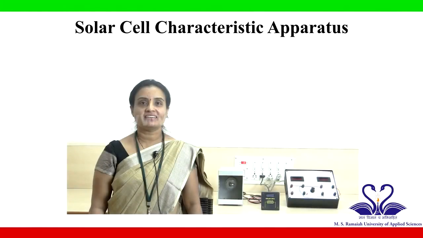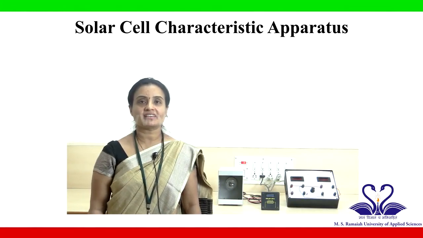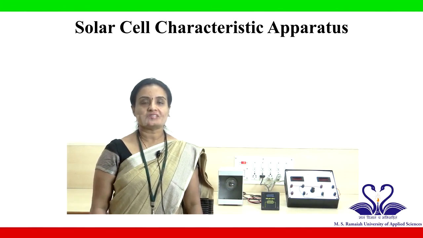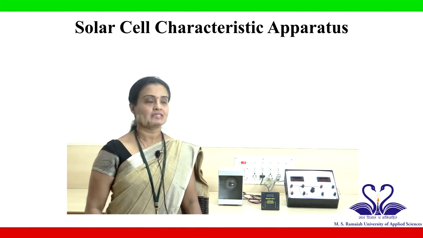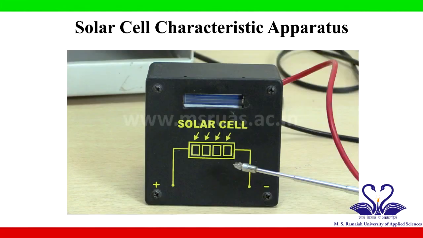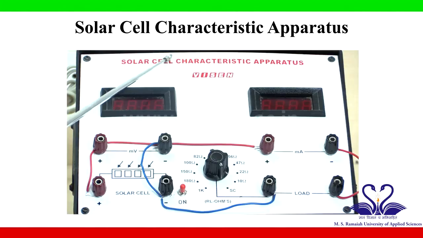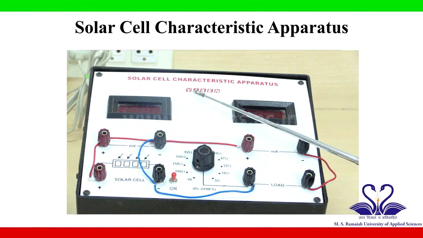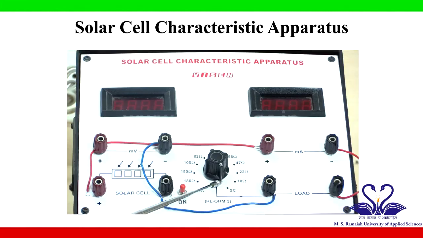Hi students, in this experiment we study the VI characteristics of a solar cell and determine its fill factor and efficiency. To conduct this experiment, the apparatus that we use are the light source, the solar cell, and solar cell characteristic apparatus which has internally connected millivoltmeter, milliammeter, and potentiometer where you can vary the resistances, and two terminals across which the solar cell can be connected.